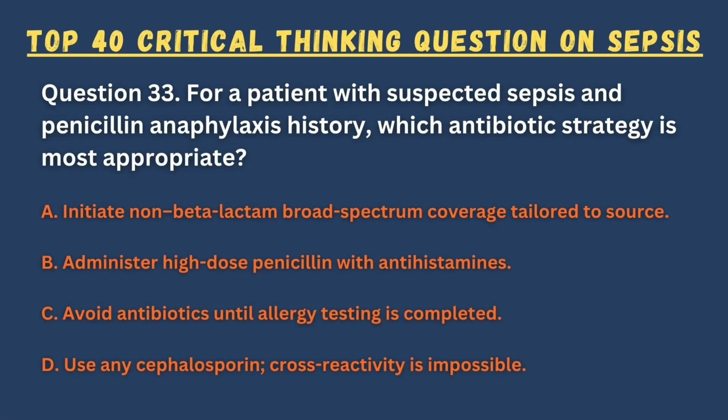Question 33. For a patient with suspected sepsis and penicillin anaphylaxis history, which antibiotic strategy is most appropriate? A. Initiate non-beta-lactam broad-spectrum coverage tailored to source. B. Administer high-dose penicillin with antihistamines. C. Avoid antibiotics until allergy testing is completed. D. Use any cephalosporin. Cross-reactivity is impossible.